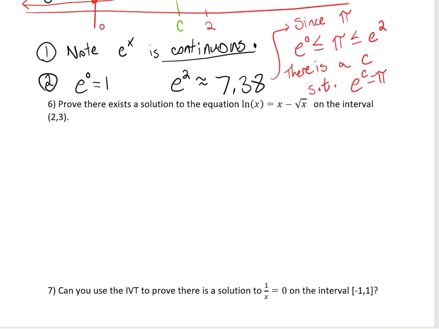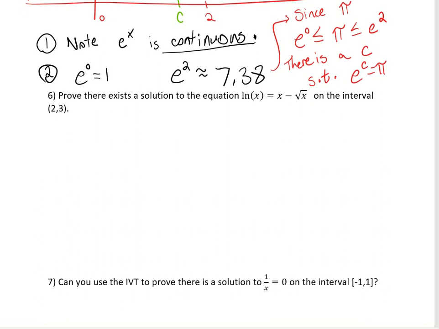Now, for this one, prove that there exists a solution to the equation natural log of x equals x minus the square root of x on the interval from 2 to 3. Here's my first hint to you: take everything and move it over to one side. So we're going to have 0 equals x minus the square root of x minus the natural log of x.